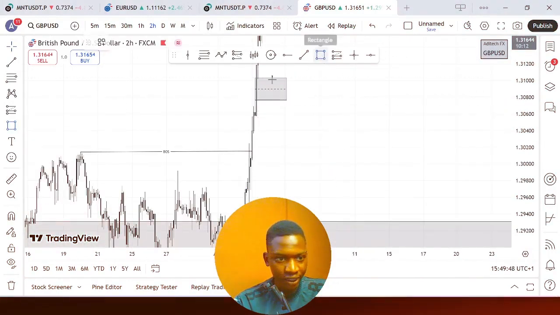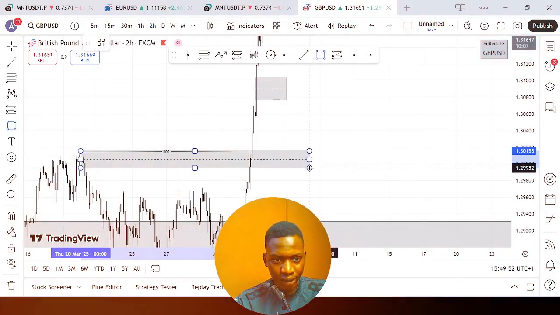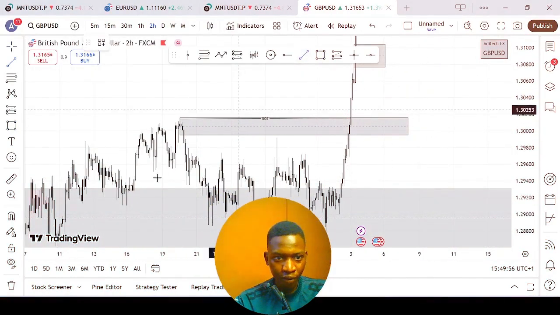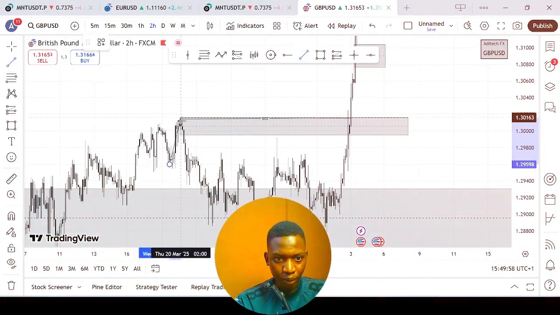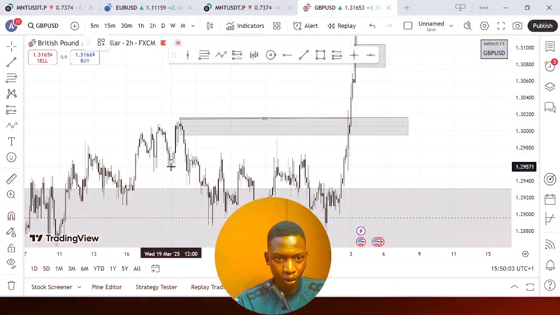We have an imbalance right here, and we have a breaker block right here. Is this a breaker block? We have a break of structure to the downside. Sorry, we have a break of structure right here.